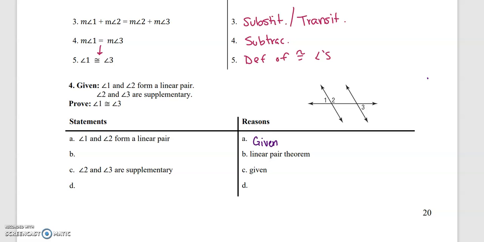Given for our reason A. Linear pair theorem, kind of like definition of a linear pair: if it's a linear pair, then it's supplementary. So angle 1 and angle 2 are supplementary. And if they are supplementary to the same angle, they are congruent. So angle 1 is congruent to angle 3 by the congruent supplements theorem.